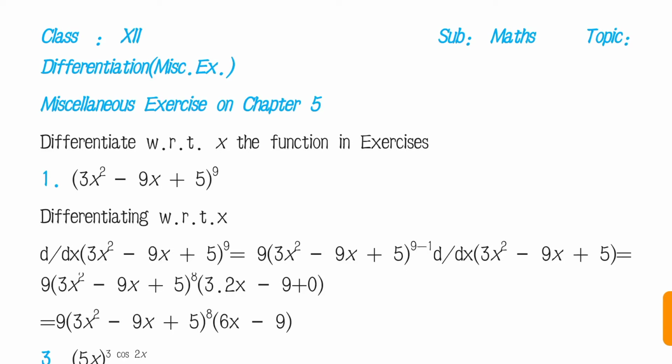Thus we get 9(3x² − 9x + 5)⁸, and the differentiation of 3x² is 3 into differentiation of x², that is 2x, so 3 into 2x, minus 9 into differentiation of x, that is 1, so it will be 9, and plus differentiation of 5, that is 0. Thus we get 9(3x² − 9x + 5)⁸ into (6x − 9).